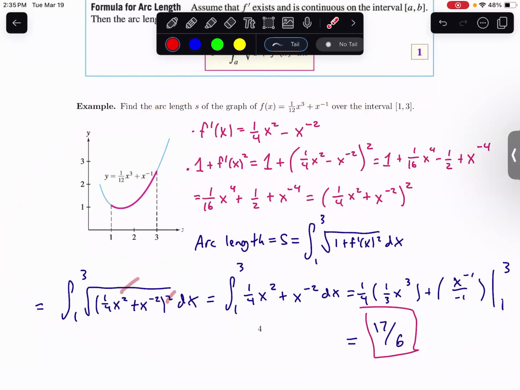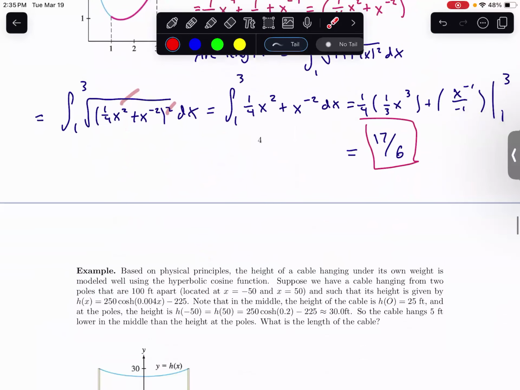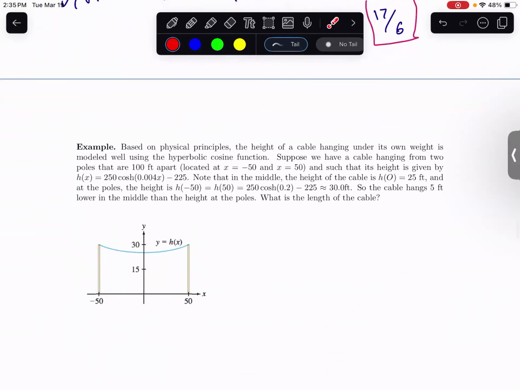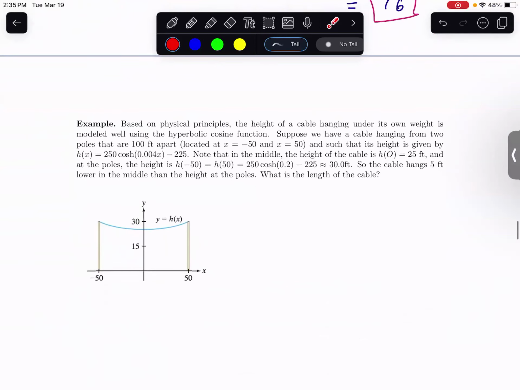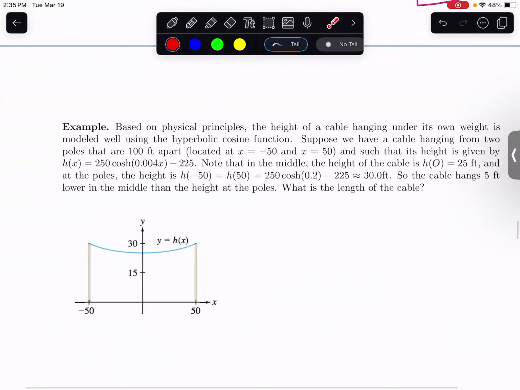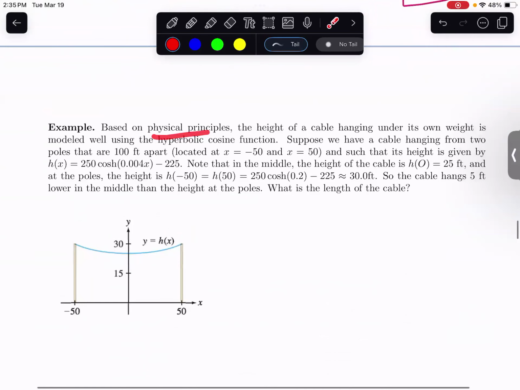Okay, so we'll just keep on going along. The next problem is a more applied problem, so it's based on physics. Just reading it out, based on physical principles, the height of a cable hanging under its own weight is modeled well using the hyperbolic cosine function from the last chapter.